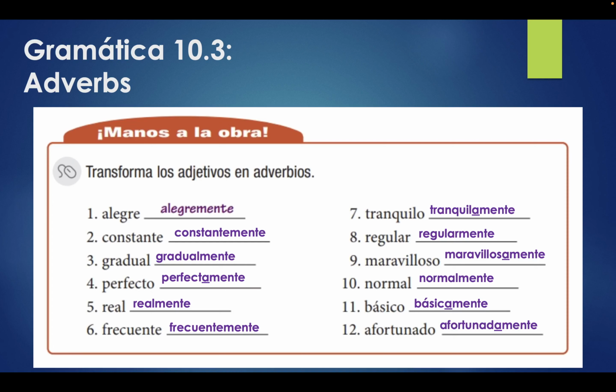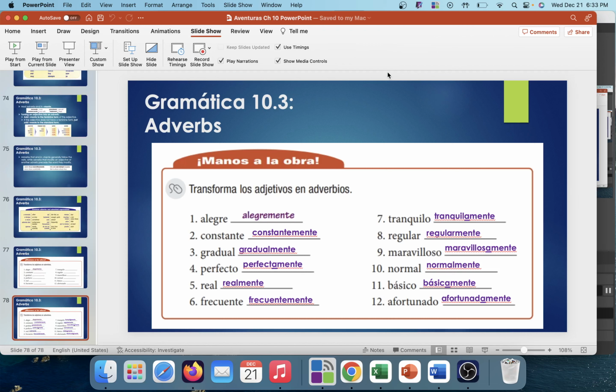So that's it. That's everything for your adverbs. This chapter does not have a fourth grammar point, so you have a little bit of a shorter video.